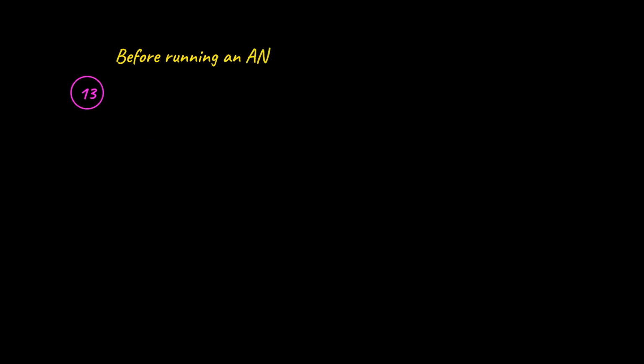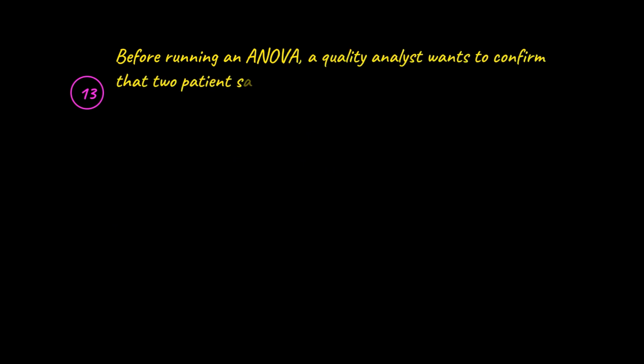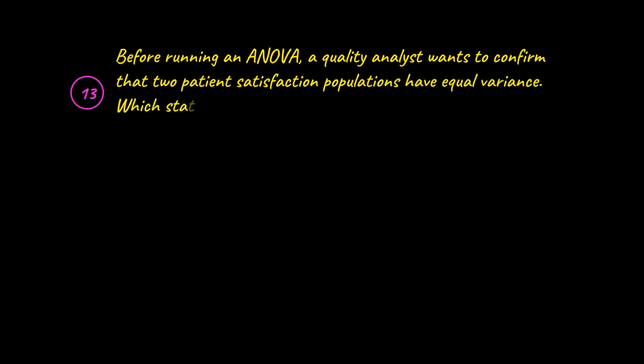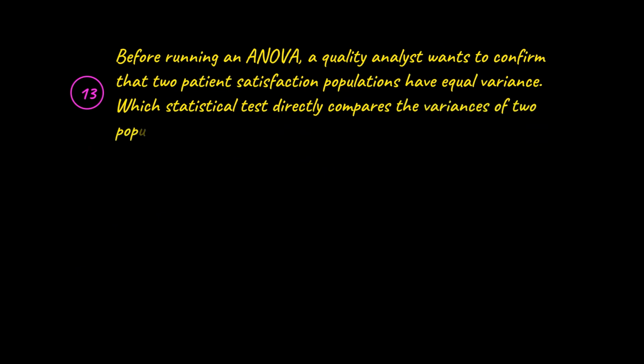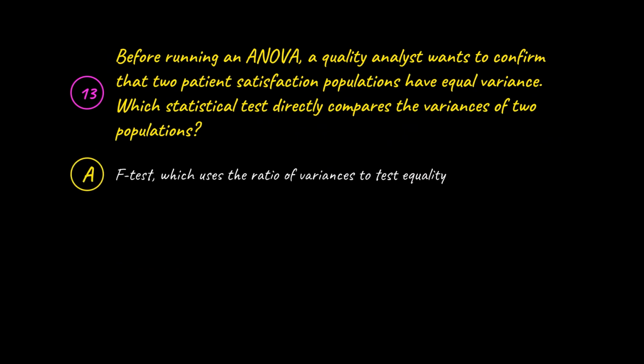Question 13. Before running an ANOVA, a quality analyst wants to confirm that 2 patient satisfaction populations have equal variance. Which statistical test directly compares the variances of 2 populations? Your options are A. F test, which uses the ratio of variances to test equality.